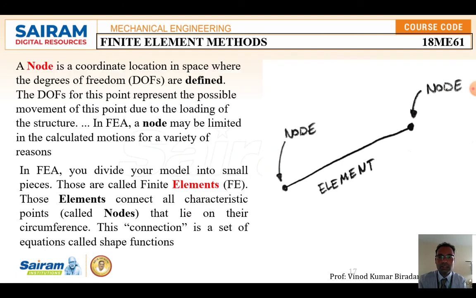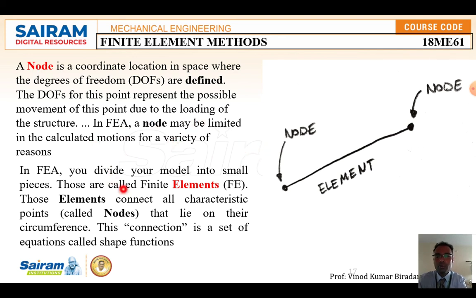Okay, finally I will again tell you what is meant by node and element. A node is nothing but the connectivity between two elements. The pieces are called elements. A node is a coordinate location in space where the degrees of freedom are defined. So node is a point where we define the degrees of freedom. How many degrees of freedom will there be? 1D, 2D, 3D, whatever. The degrees of freedom at this point represent the possible movement of this point due to loading of the structure. In FEA a node may have limited calculated motion for a variety of reasons.